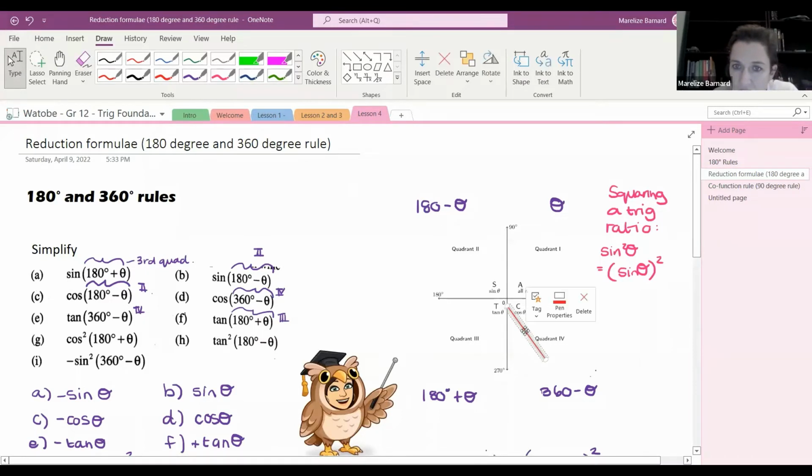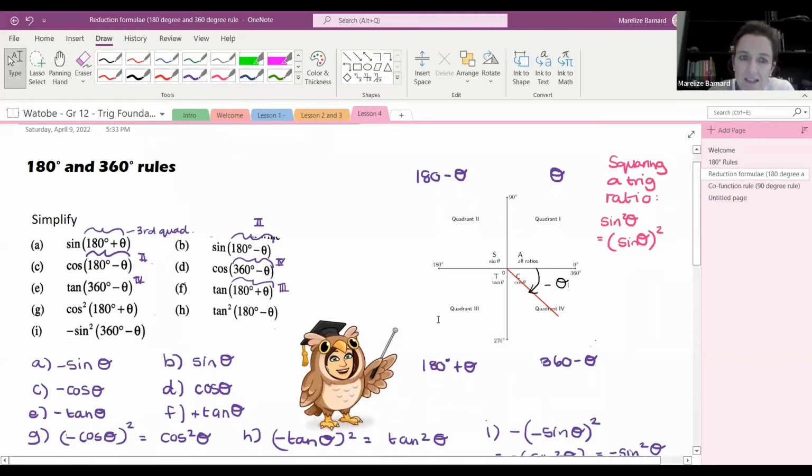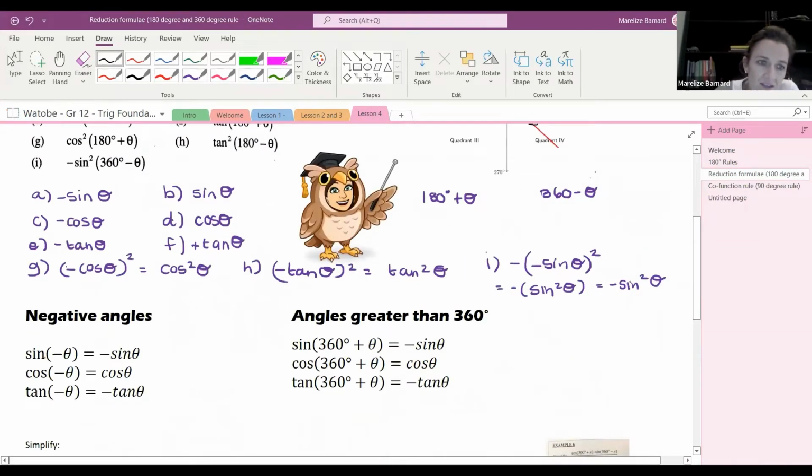Let me just position my little line here in the right place. Sorry, I'm just going to erase it and do it again. Over here. Oh, there we go. Got it. Okay, so negative theta is in fact over here in the fourth quadrant. So wherever you see negative theta is in fact in the fourth quadrant.